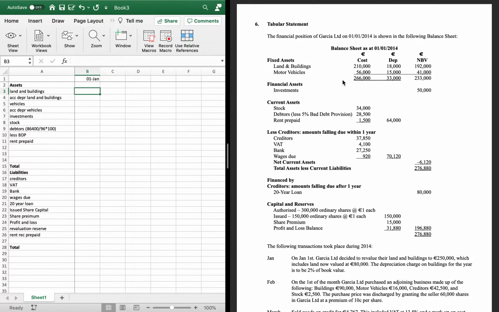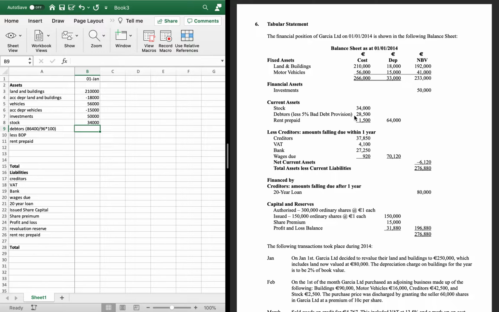Obviously, there might be a working or two even at this point, but we'll see. So land and buildings is 210, so we just put that in. Remember, depreciations go in as minuses, so minus 18,000, and we don't worry about values. Vehicles is 56. The depreciation is 15. Investments, which I think we probably haven't seen before, is 50,000. Just goes in. Stock 34.